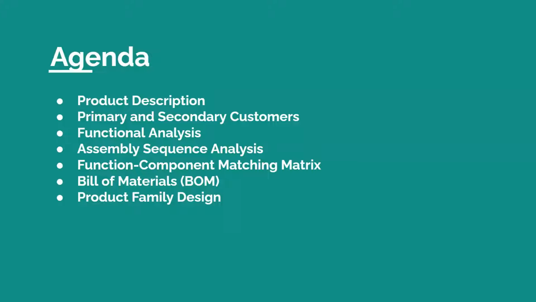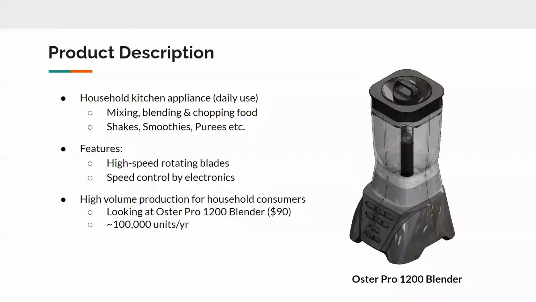To start things off, this is a general overview of the topics that we'll be covering during this presentation, and we will start with the product description. A blender is a household kitchen appliance that is meant for daily use to mix, blend, and chop foods to make foods such as shakes, smoothies, or purees. The features that blenders include are high-speed rotating blades and speed controlled by electronics.